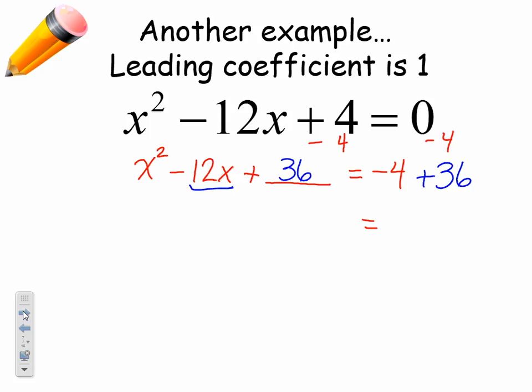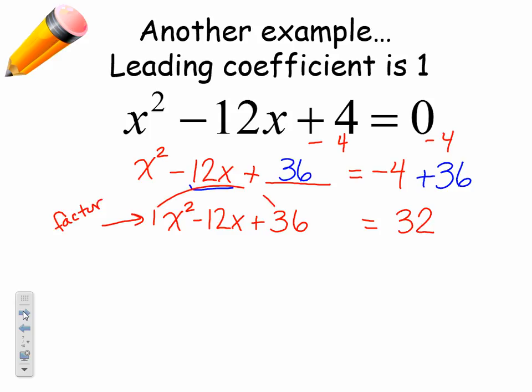Now over here, negative 4 plus 36 is 32. And on this side, I'd have x squared minus 12x plus 36. At this point, now I want to go ahead and factor. Using the AC method, 1 times 36 is 36. What multiplies to make 36 and adds to make negative 12? That'd be negative 6 and negative 6.